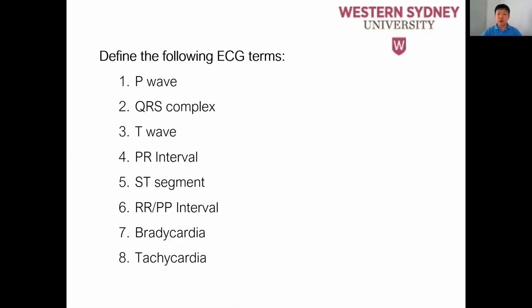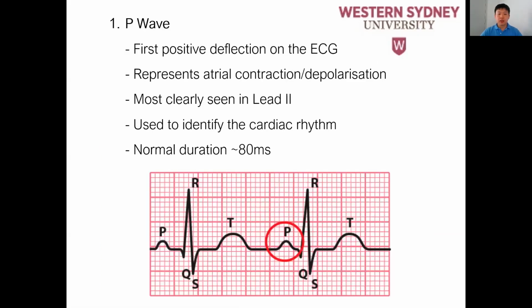And then we'll go on to define some of the key ECG terms. So these are some things I'm going to talk about next. So I'll start off with the P wave. So the P wave is the first positive deflection on the ECG, as shown below here. It represents atrial contraction or depolarization, and it's most clearly seen in lead 2 on a 12-lead ECG. And it's used to identify the cardiac rhythm, as you can see the P wave most easily. And the normal duration of the P wave is usually about 80 milliseconds.